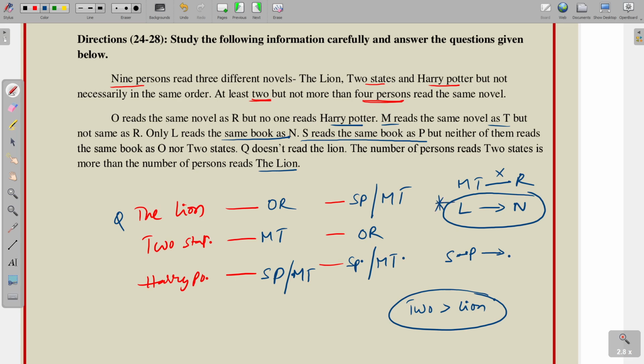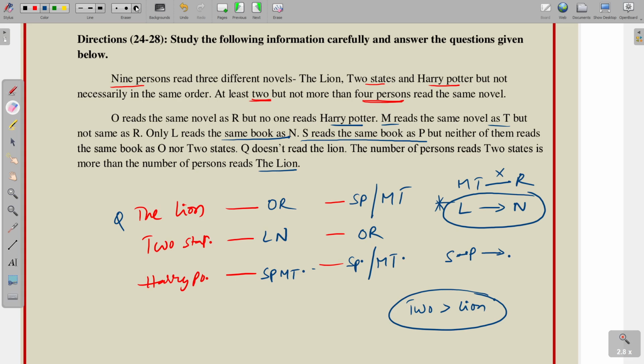Next point, S read same as book P, but neither of them read O or 2 States. Okay. So S and P. So ఇక్కడ ఈ పాసిబిలిటీ ఒకసారి మనం అబ్జర్వ్ చేస్తే, S P either M or T. ఓకే, సపోజ్ ఇక్కడ MT వస్తే ఇక్కడ MT రాదు. ఎందుకు? ఇక్కడ ఆల్రెడీ L అండ్ N ఇద్దరు కూడా వస్తారు. ఇక్కడ L అండ్ N ఇద్దరు లైక్ చేస్తే S అండ్ MT ఈ నలుగురు కూడా ఒకే లైన్లో మనకి వస్తారు. ఎందుకంటే దీస్ టూ ఆర్ లైకింగ్ ఓన్లీ వన్ మాత్రమే.